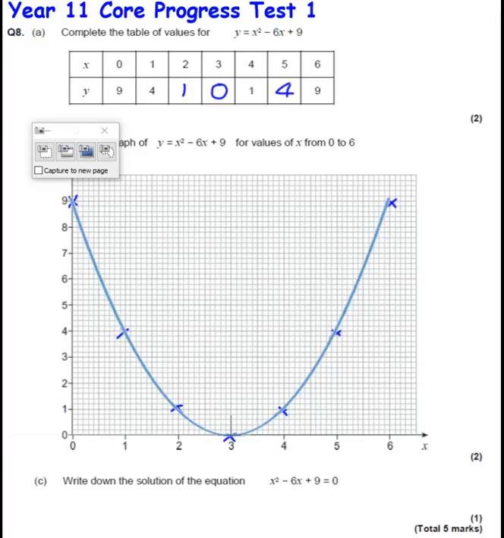Moving on to part C. Part C tells us to write down the solution of the equation x squared, take away 6x, plus 9, equals 0. If we look closely, this first part is exactly the same as the graph that we had to plot. So with this quadratic, the solution is where it touches or crosses the x-axis. In this case, we can see that it touches the x-axis when x equals 3. So this will tell us that the solution to this is x equals 3.